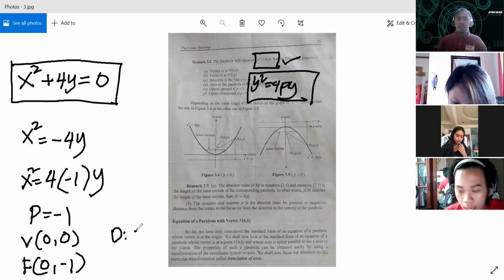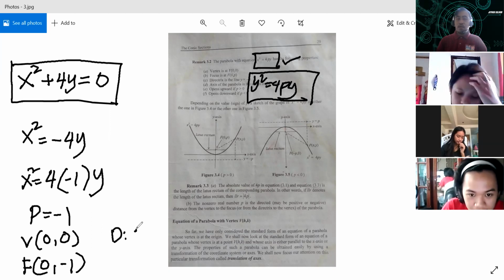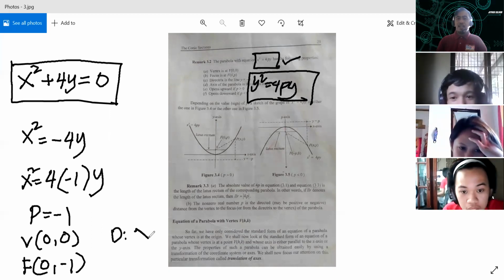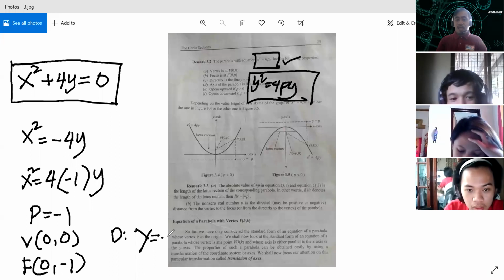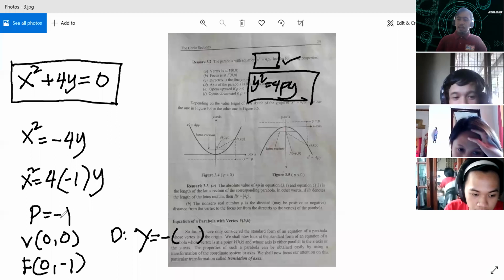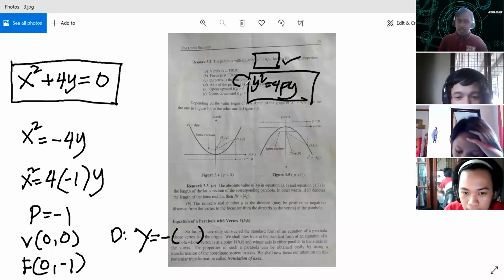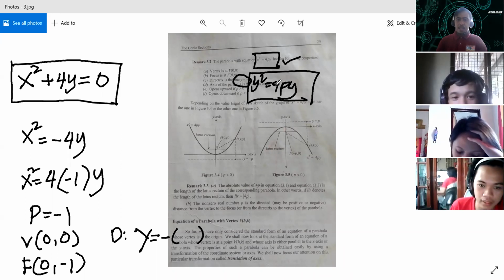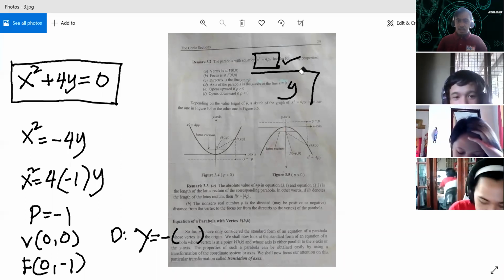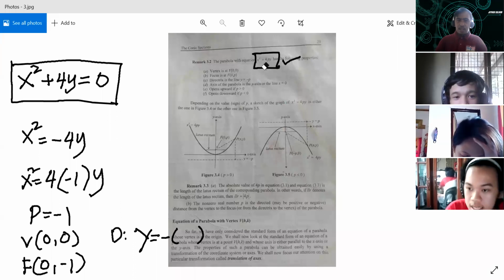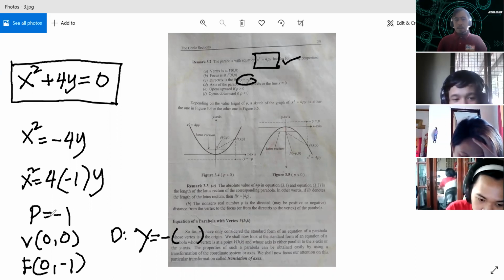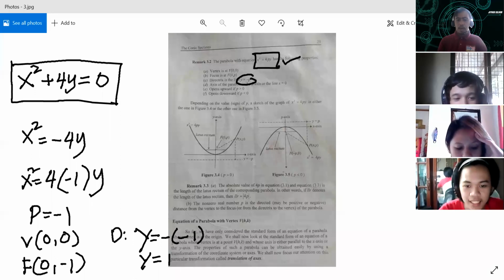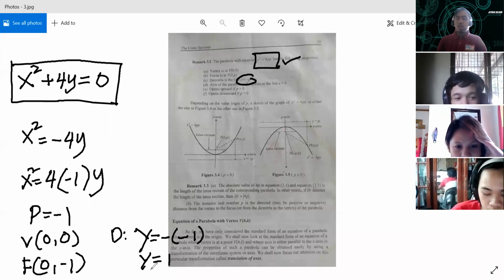Positive p. Ay, positive 1. Kulang. It should be the equation of a line. y is equal to the negative of your p, right? It is given by this. Let me erase it so that you can see it. So it should be y equal to the negative of your p. But your p is negative 1, so it should be negative of negative 1. So obviously, this is y equal to 1. Clear? So your directrix should be the line y equal to 1.